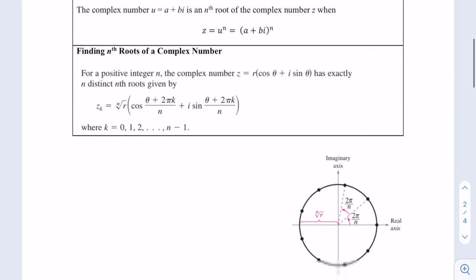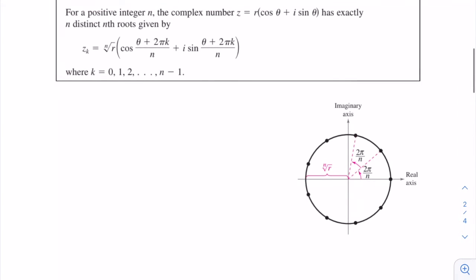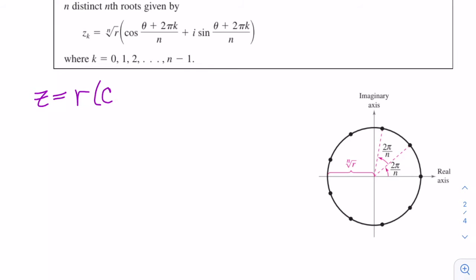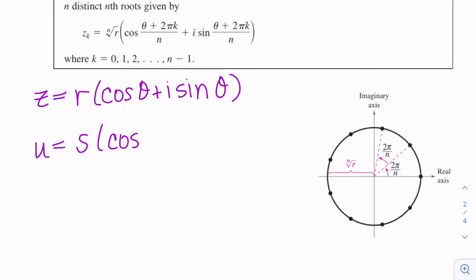What I'd like to do is look at this proof here. If we know that the number z is going to be our complex number, that's r times cosine of theta plus i times sine of theta. And we want to say that one of its roots, u, we'll just use some other letters, is s times cosine of beta plus i sine of beta.